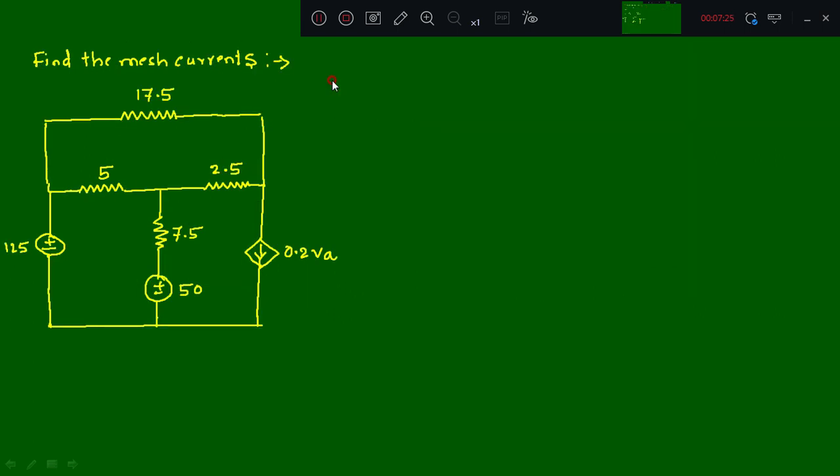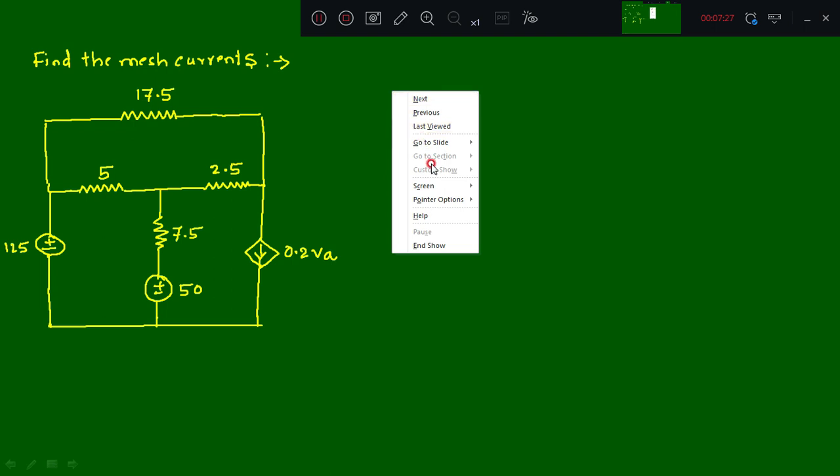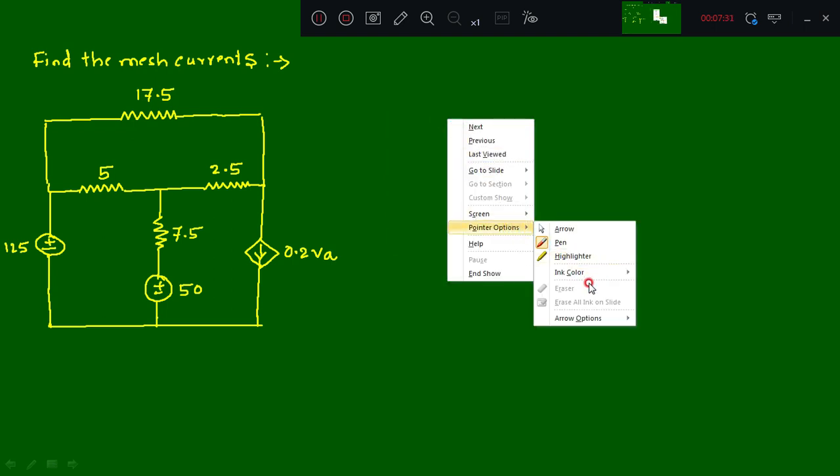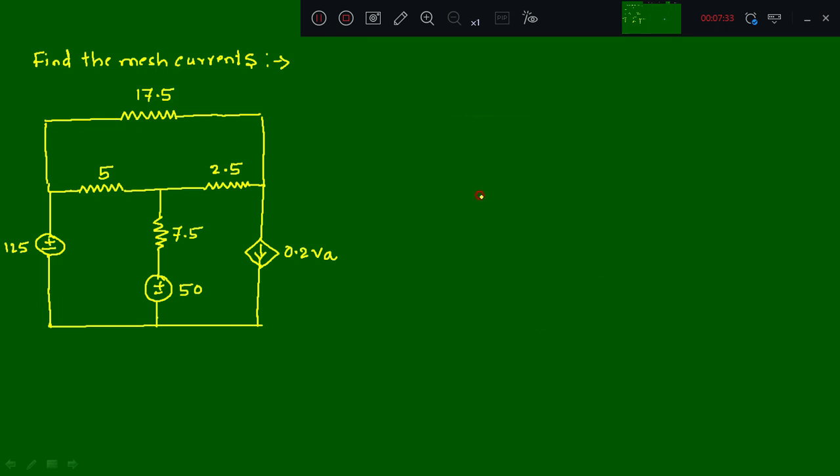Okay students, I will move on to the next numerical, again on the same concept, that is dependent sources. Right. See what the question is: find mesh currents for the given circuit diagram. Resistor values are given, voltage sources are given. So what do we need to find? Find the mesh current, means what are the loop currents we need to find out.